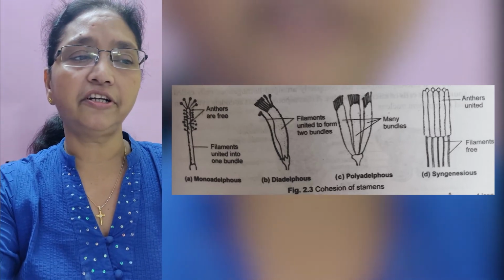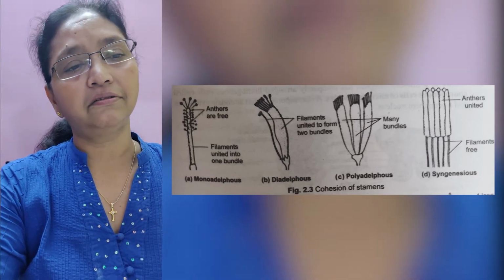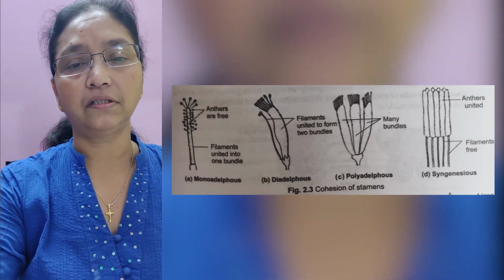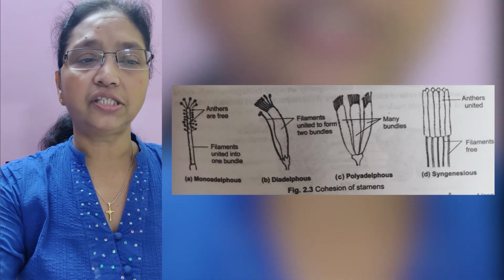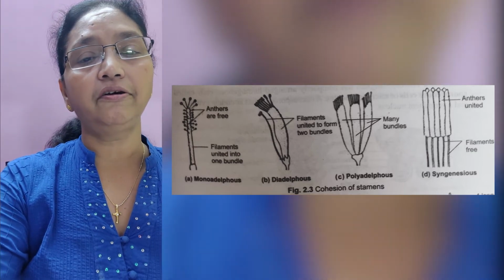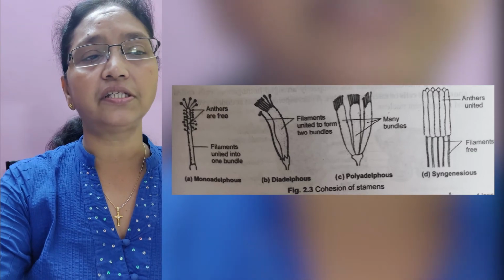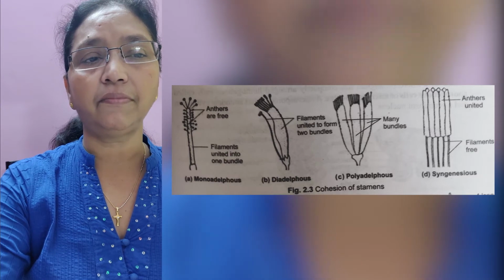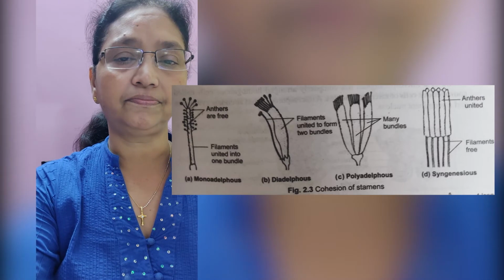The third kind of arrangement is polyadelphous. Here the filaments are fused to form more than two bundles. This kind of polyadelphous condition is seen in lemon. Then the fourth kind of arrangement is syngenesious, in which the anthers are united together but the filaments are free. An example is sunflower.